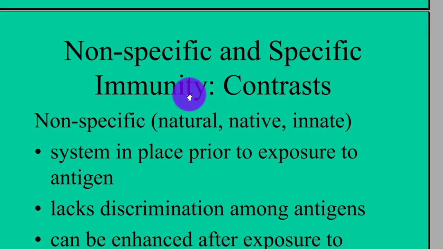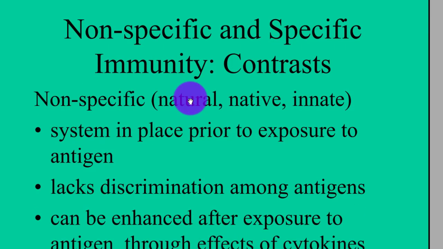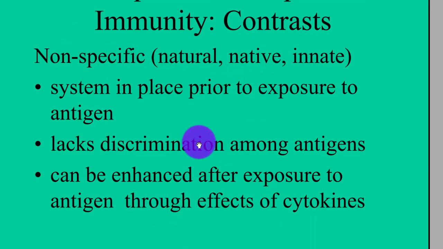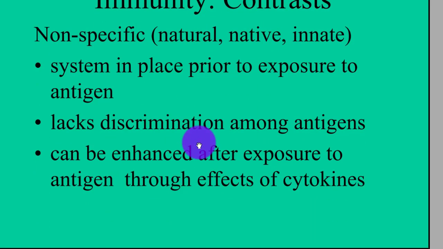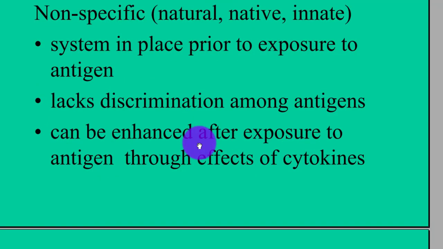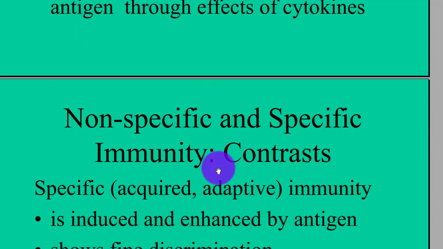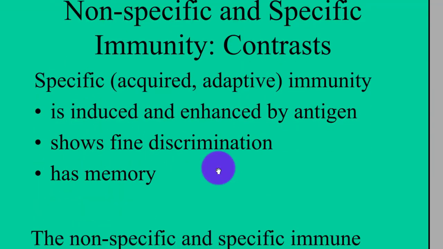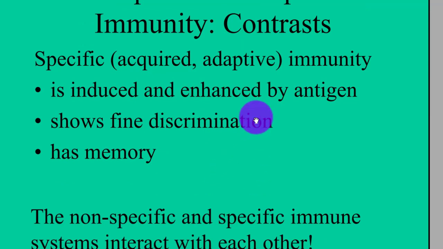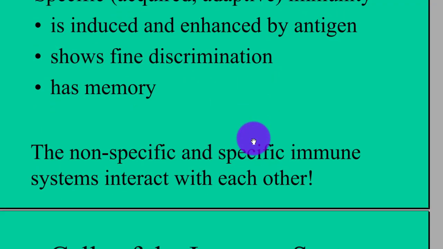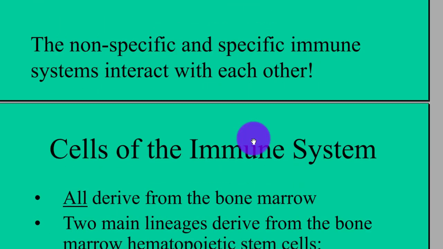Non-specific and specific immune contrast. The non-specific, natural, native or innate system is in place prior to exposure to antigen, lacks discrimination among antigens, and can be enhanced after exposure to antigen through the effects of cytokines. Specific, acquired and adaptive immunity is induced and enhanced by antigen, shows fine discrimination and has memory.